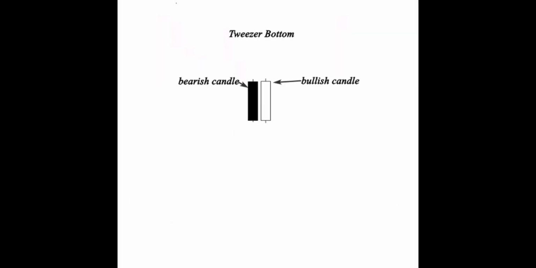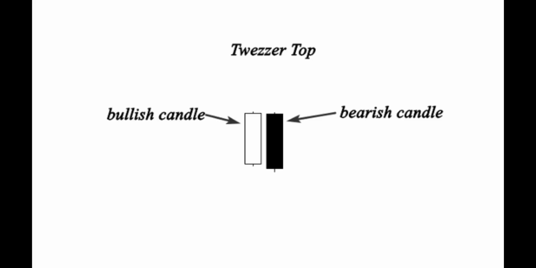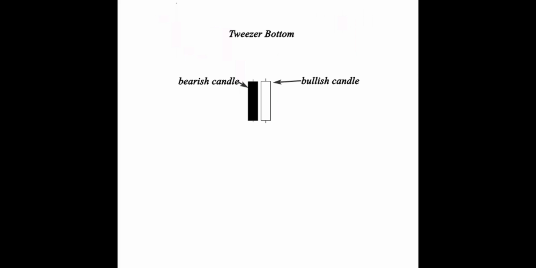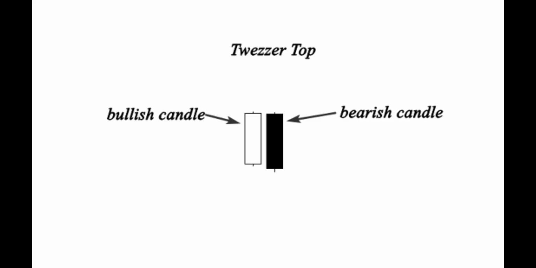11. The tweezers tops and bottoms. The tweezers top formation is considered a bearish reversal pattern seen at the top of an uptrend, and the tweezers bottom formation is interpreted as a bullish reversal pattern seen at the bottom of a downtrend. The tweezers top formation consists of two candlesticks. The first one is a bullish candlestick followed by a bearish candlestick, and the tweezers bottom formation consists of two candlesticks as well. The first candle is bearish followed by a bullish candlestick, so we can say that the tweezers bottom is the bullish version of the tweezers top.